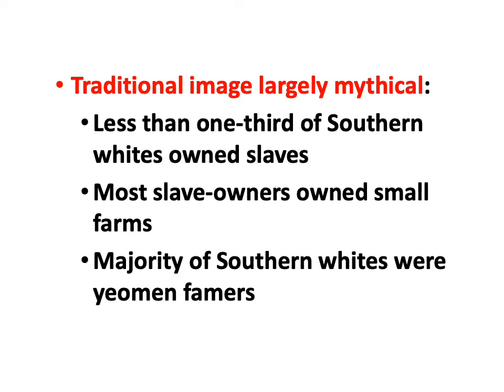As I mentioned earlier in the lecture, the traditional image of the South as nothing but large plantations with many thousands of slaves on each plantation is really a myth. There were such plantations, but there were relatively few. In fact, less than 1/3 of Southern whites owned slaves. Put another way, 2/3 of the Southern whites did not own slaves. And those whites who owned slaves generally owned very small farms and had a maximum of 2 or 3 slaves who would work out in the fields with the slave holders.